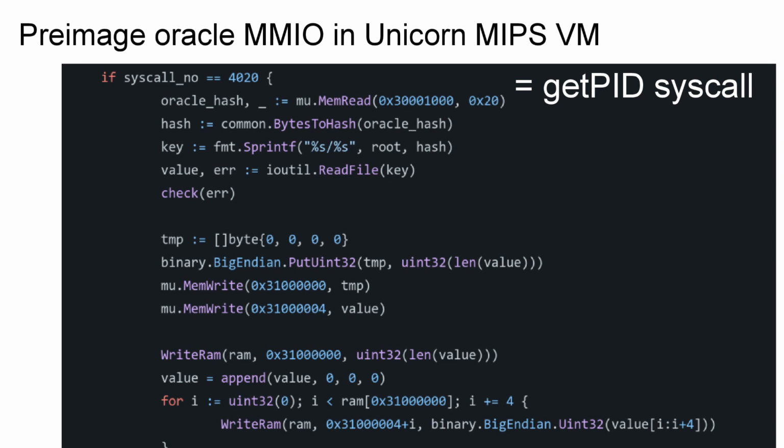Okay. So this is, in the tooling, how we do the process ID hack. We detect our syscall, then we check the oracle hash or the pre-image hash, and then we read a file from the file system with our pre-image, and then we prepare the result, or like the memory to load it from. So this way we can reproduce the same pre-image behavior in a VM like Unicorn, like some instrumented MIPS emulator to do the same thing.